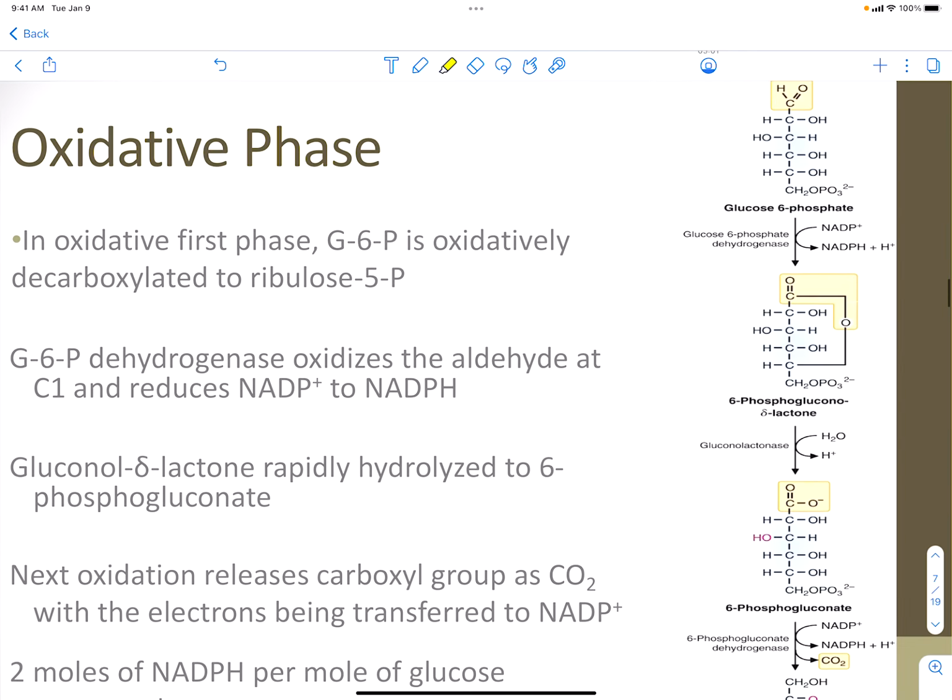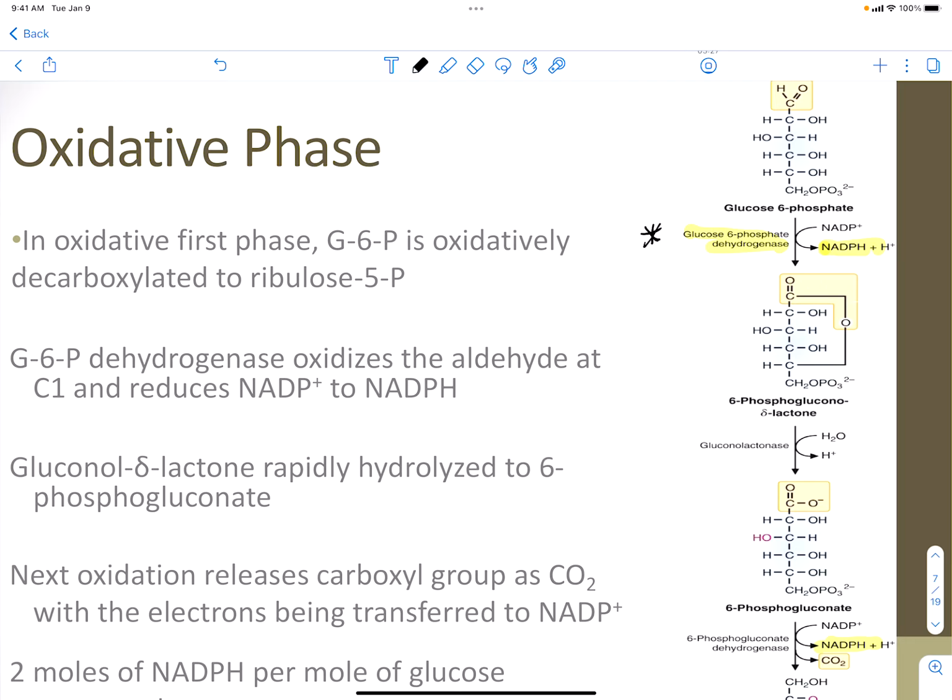So there are two general phases. There's an oxidative phase and a non-oxidative phase. During the oxidative phase is where you're going to generate NADPH, and we're going to generate 2 molecules of NADPH in this process. You're going to have glucose 6-phosphate enter, and you're going to have glucose 6-phosphate dehydrogenase, which is a key enzyme. This is a very important enzyme.